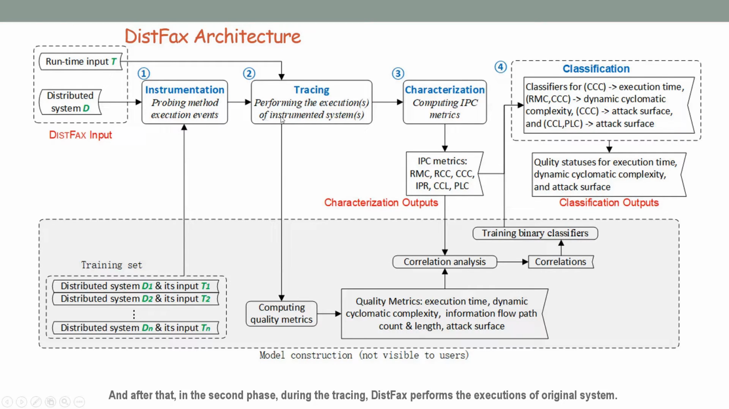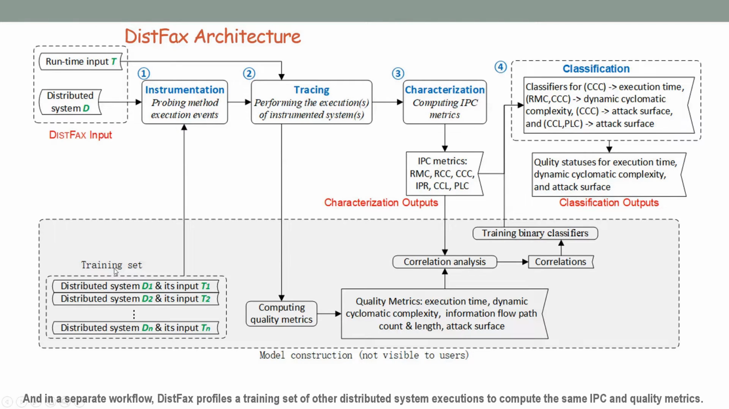After that, in the second phase, during the tracing, DistFax performs the executions of our original system. Next, DistFax profiles the execution by tracing execution events, and after that, DistFax computes all 6 IPC metrics. Then DistFax computes different quality metrics.